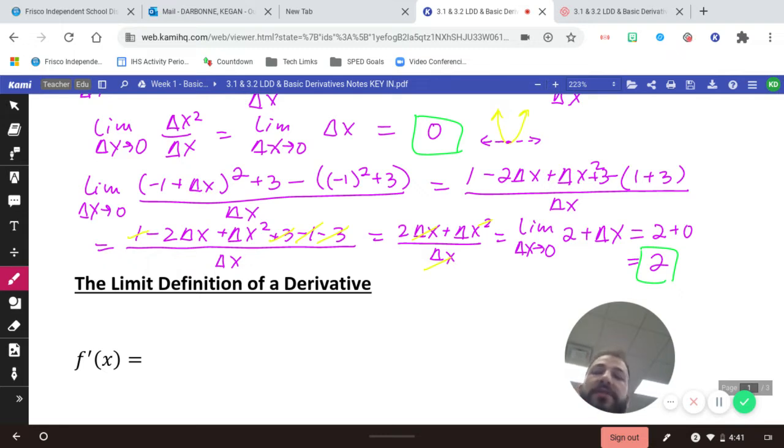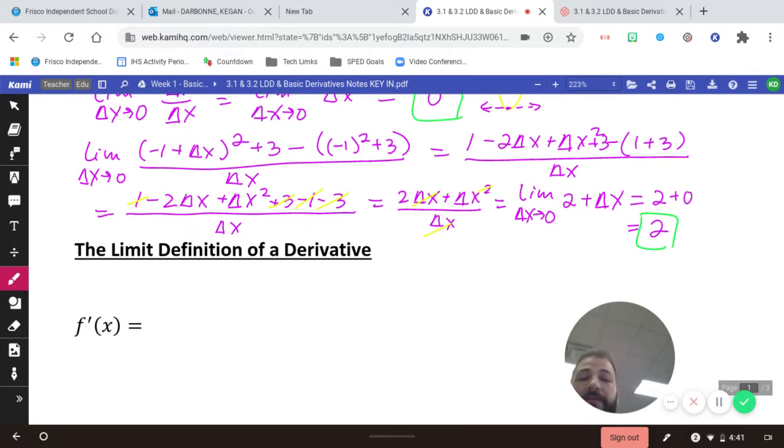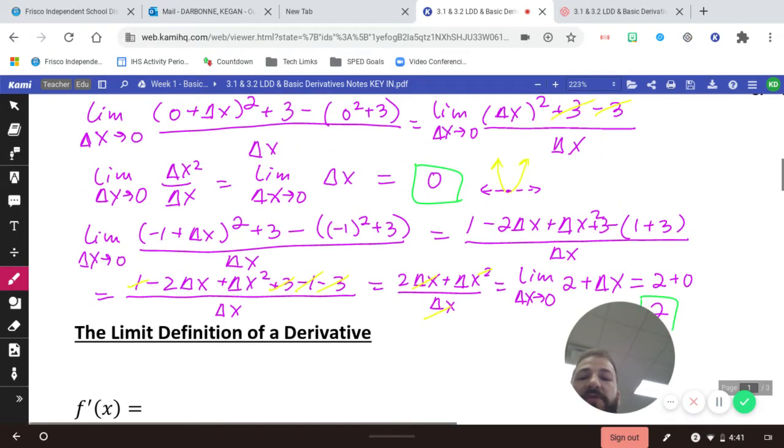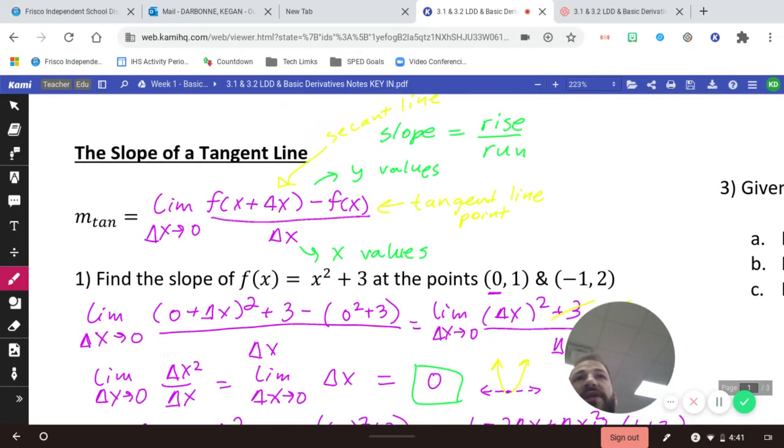Okay, let me warn you here. We're going to do these notes, and we're going to learn this limit definition of a derivative, but we're really not going to stick with it. We're learning it. You need to be able to recognize it, but it's not that big of a deal. It's not something that we're really going to worry about.